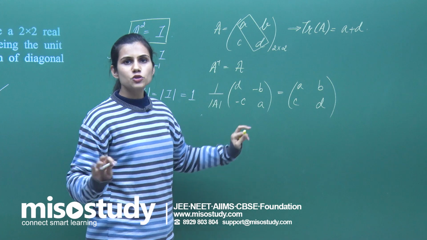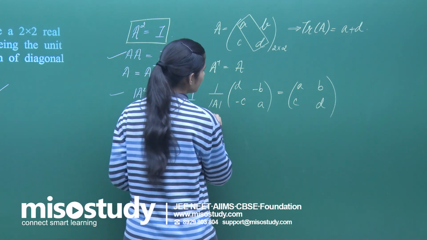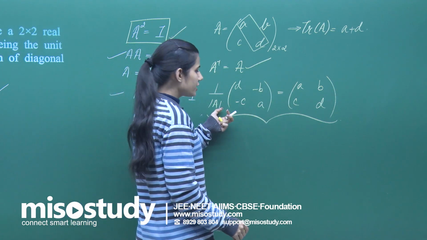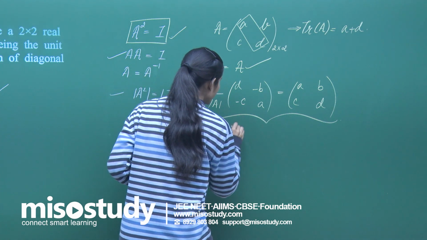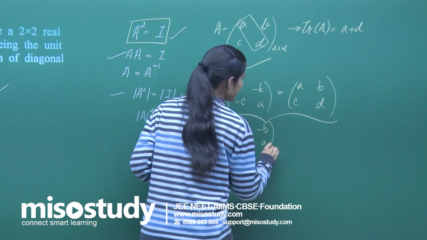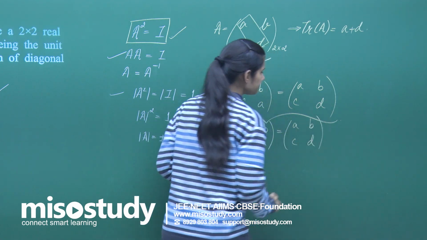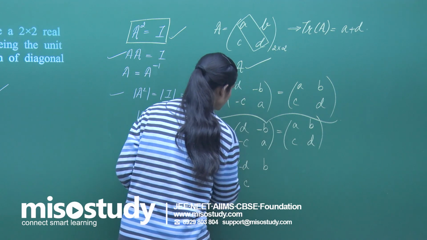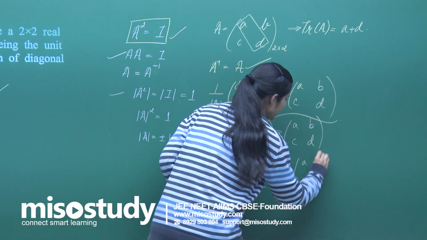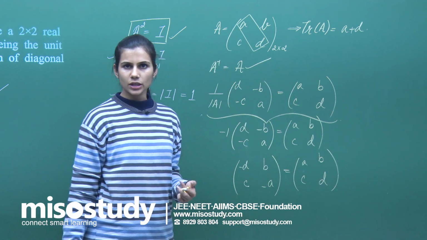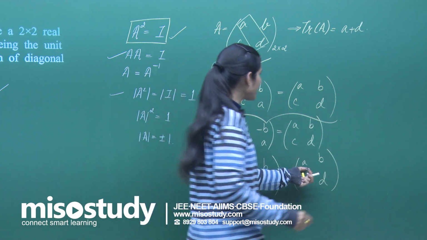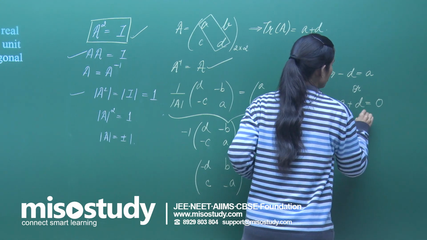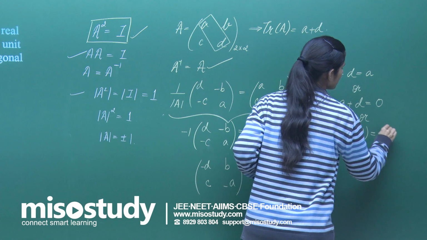Now determinant of A is fixed to be -1. If determinant of A is fixed to be -1, this is already true because this is holding. So if this determinant of A is -1, this means -1 times the matrix [D, -B; -C, A] is equal to [A, B; C, D]. So from here you get minus D, minus of minus B is B, minus of minus C is C, minus A. This is equal to A, B, C, D. This means minus D is equal to A firstly, or A plus D is 0, or trace of A is 0.